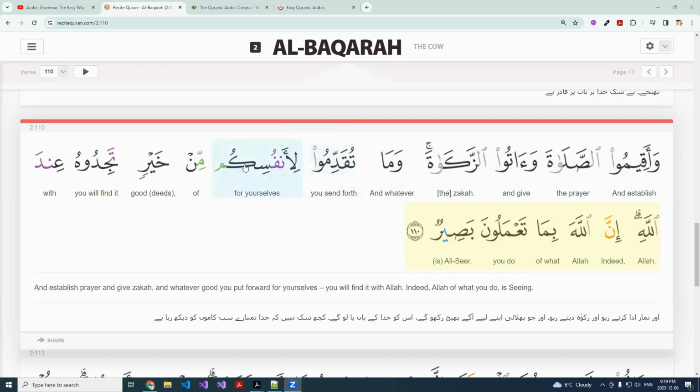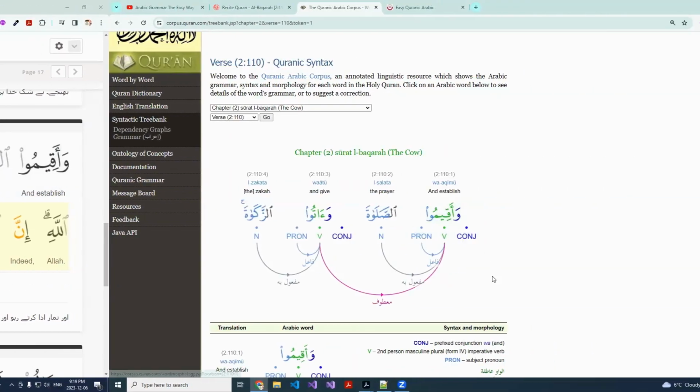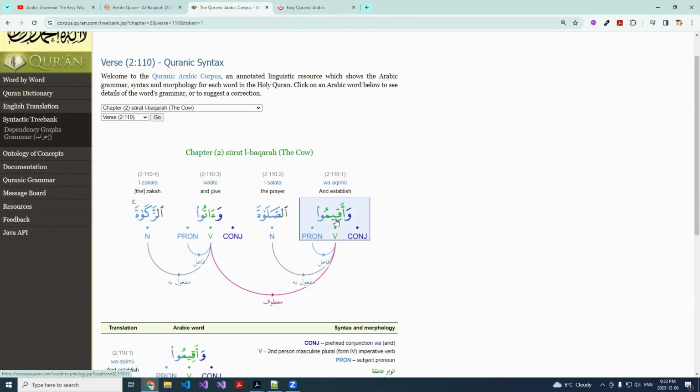And li anfusikum is harf jar and then mudaf ilayh. So let's just take a look. We said aqimu is a fi'l, so there is a verb, and then there is a fa'il and then maf'ul bihi, and this one chunk here is the first verbal sentence, right?